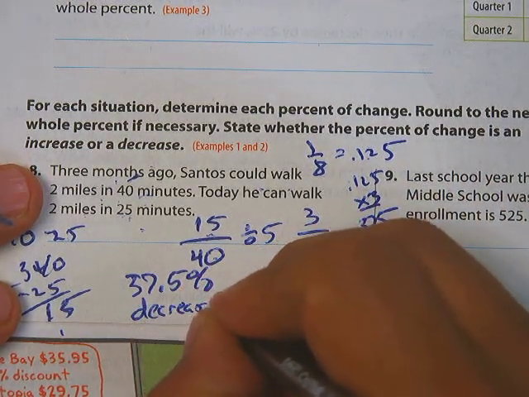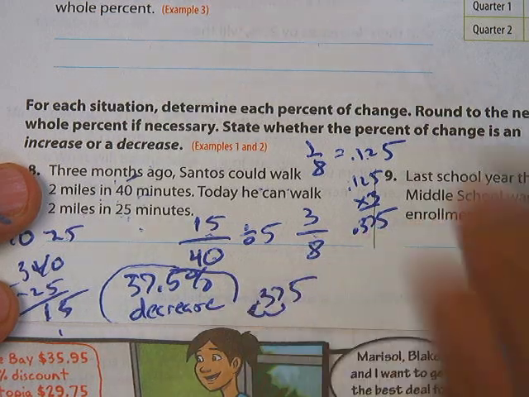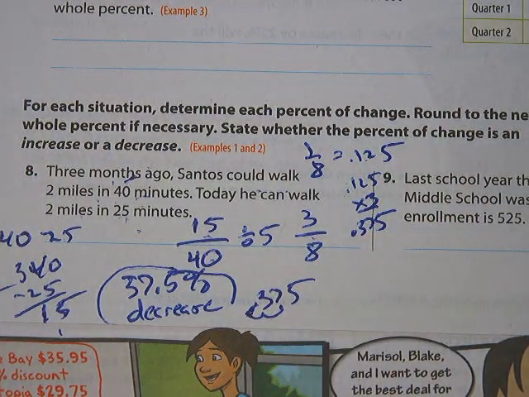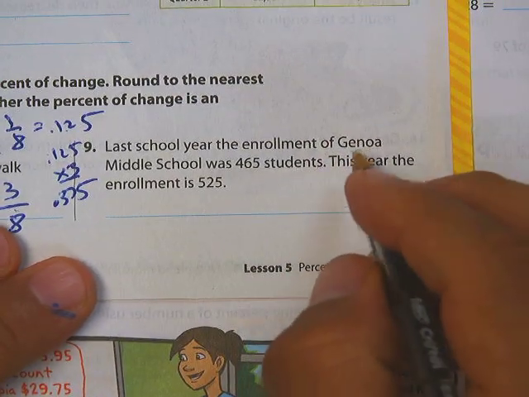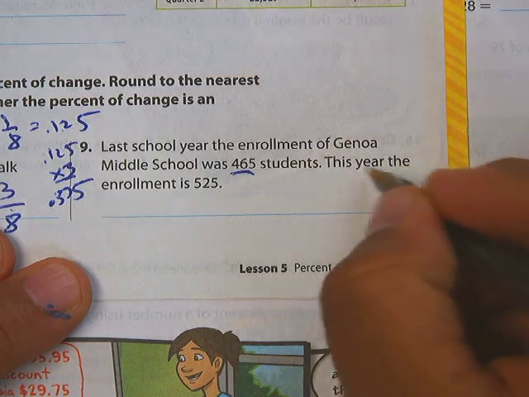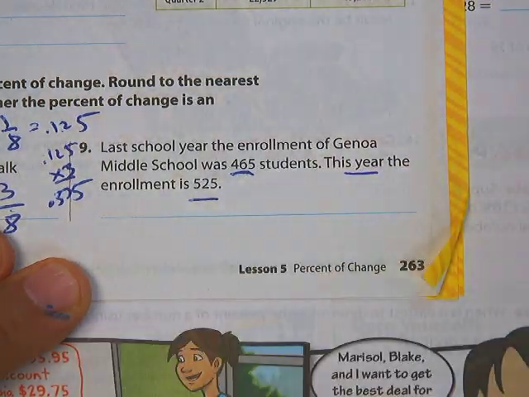Now, was there an increase or decrease? Well, there was a decrease in time. He actually went down in time. So we're going to put here decrease. So this would be the answer. Okay? 37.5% decrease.